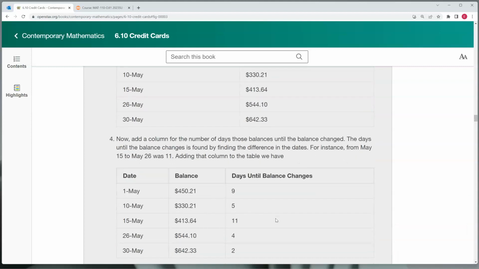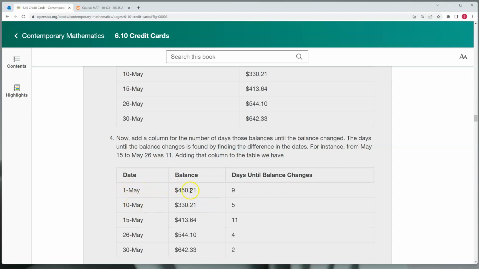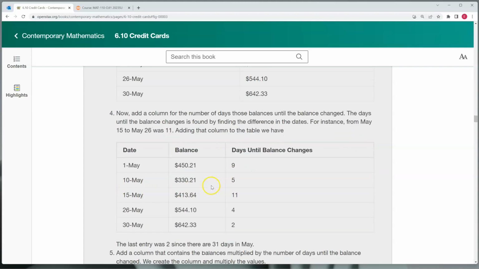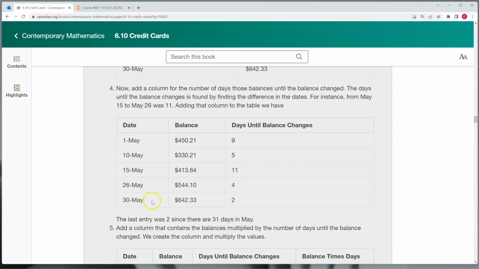So when we go to calculate it, it was 9 days from the 1st to the 10th that the balance was $450.21. And it was 5 days from May 10th to May 15th that it was $330.21. And then from the 15th to the 26th was 11 days. So it was $413.64 for 11 days. And so you get the picture that this is how many days it was with that balance. And then from the 30th to the 31st, it would have 2 days of $642.33.